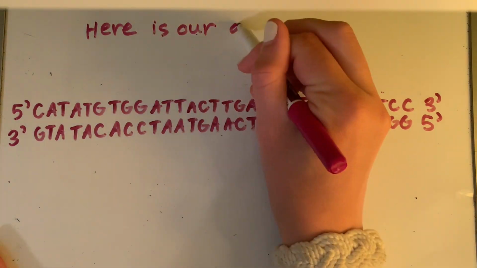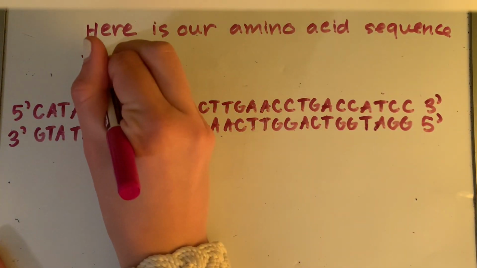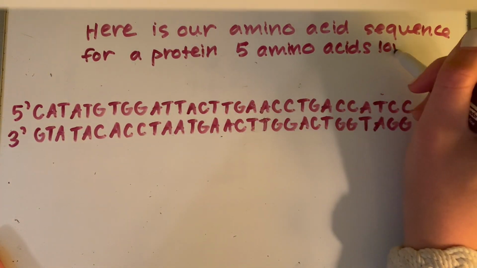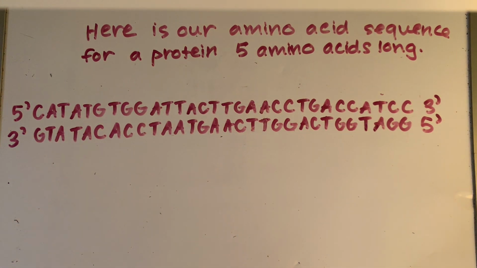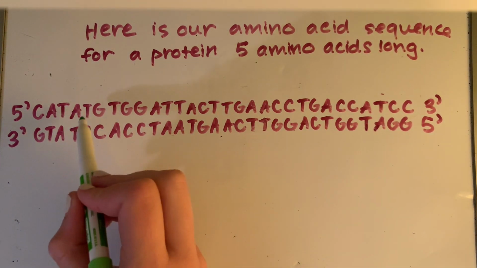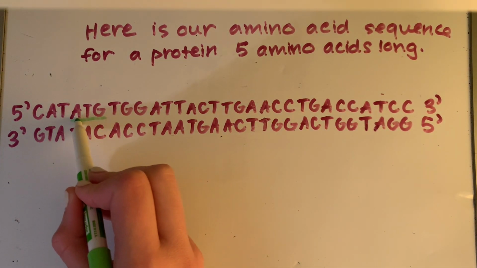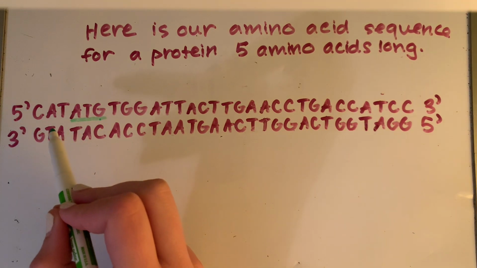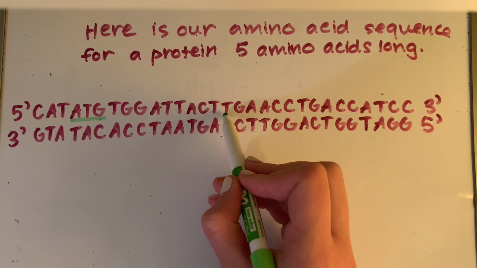Here's our amino acid sequence for a protein 5 amino acids long. First, we are going to find our coding strand and our template strand. Since we know that this sequence is going to code for a protein that's 5 amino acids long, we're going to look for a start codon, AUG, because T's are transcribed into U's in mRNA, and then a stop codon 5 codons down from the start codon.